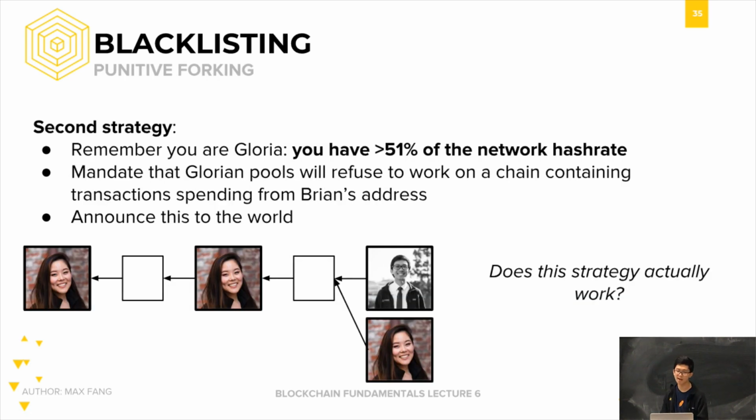So let's take a look at our second strategy. Remember, you're Gloria, you have more than 51% of the network hash rate. What you can do is, knowing that the other miners in the network might mine a block containing my transaction, you can tell the world, hey, once that happens, I'll attempt to fork you. I'll attempt to come up with a longer chain that will overwrite your transaction. So does the strategy work?